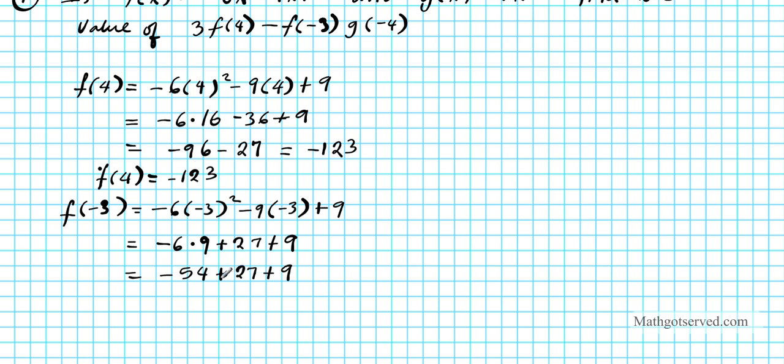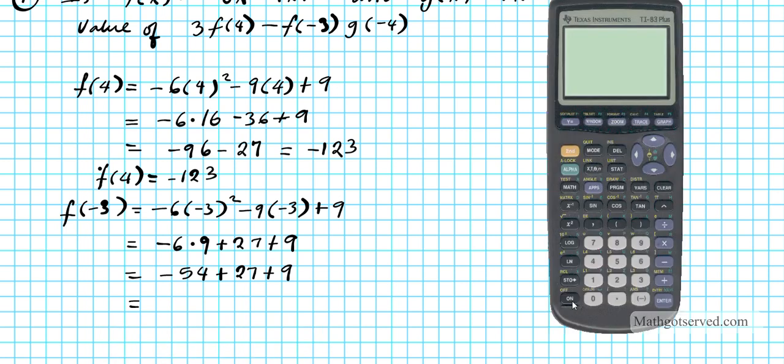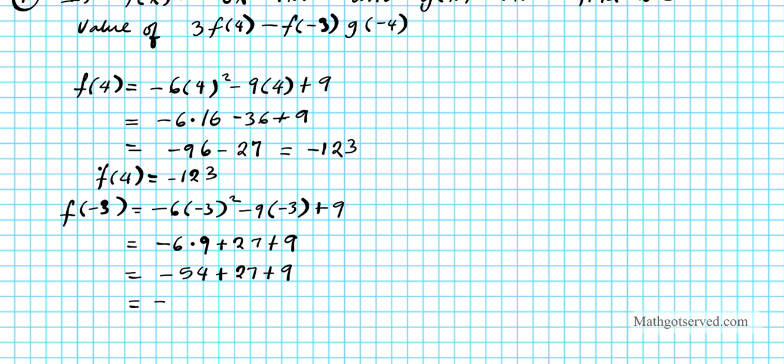Okay, let's go ahead and do this with our calculators. We're going to have negative 54 plus 27 plus 9. Final answer is negative 18. So f of negative 3 is negative 18.